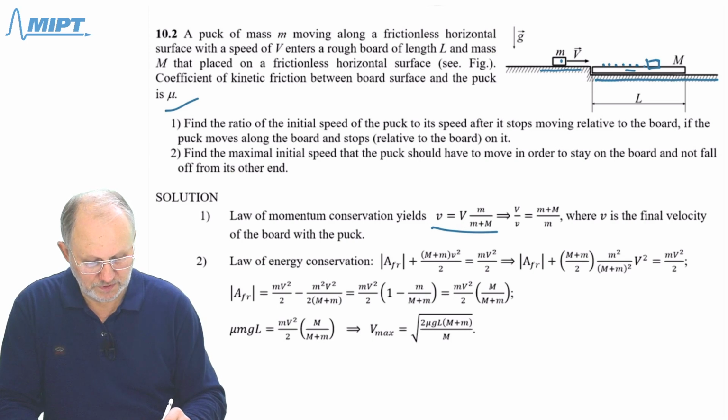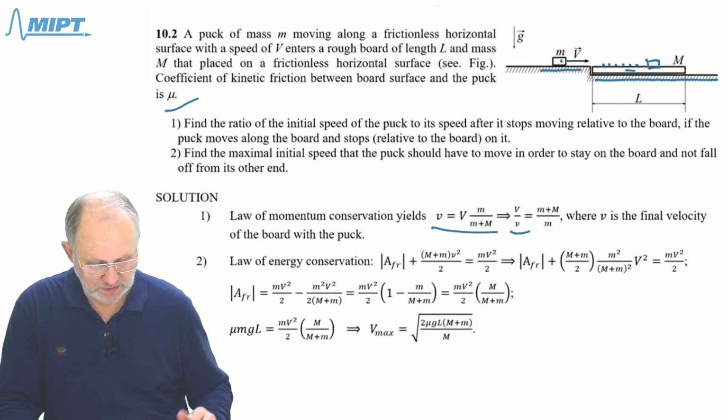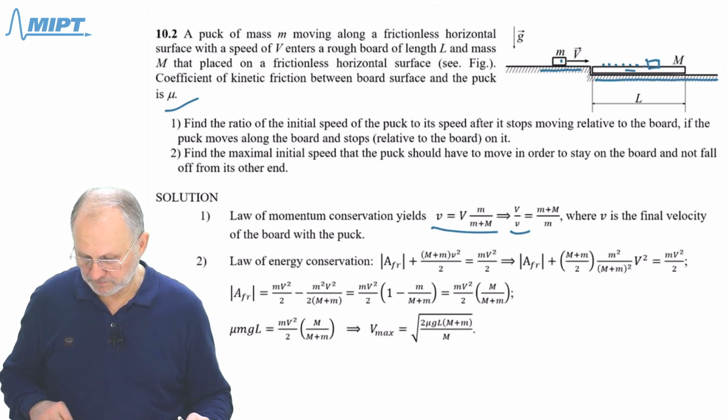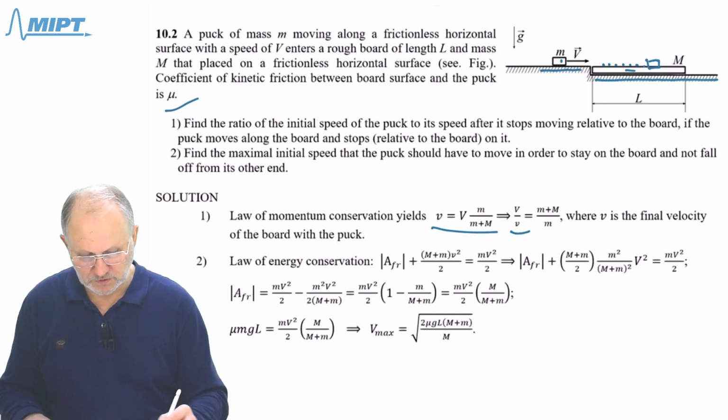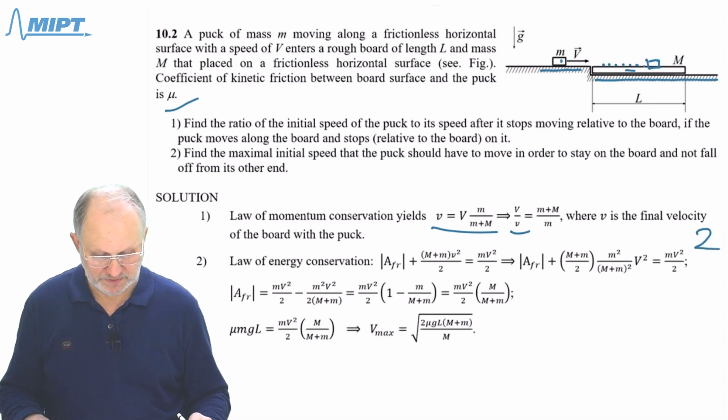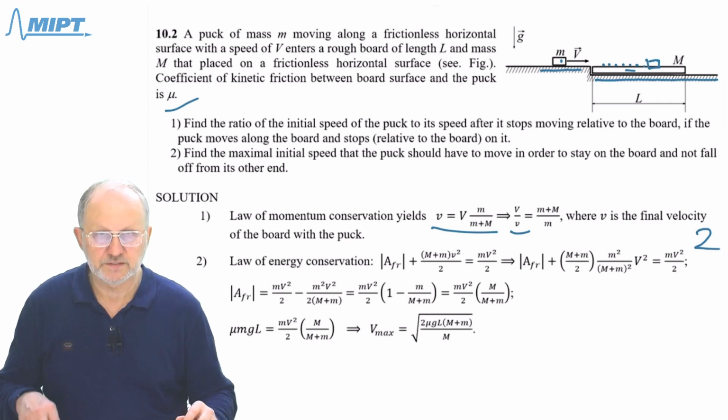And this law is written here, and directly from this formula we obtain the ratio of velocities, where v small is the final velocity of the board with the puck. If you found correctly the answer to this question, then you got 2 points, because the question is very simple. The next question is more complicated.